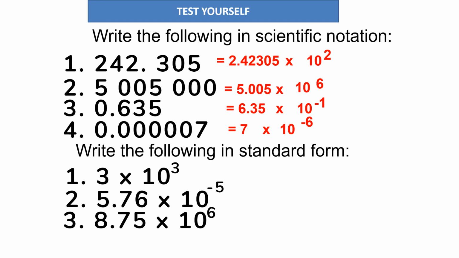Let's have letter B. Write the following in standard form. Number 1, the answer is 3,000. Number 2, the answer is 0.0000576. Since it is negative, we moved to the left. Then the last one is 8,750,000. So, thank you for listening.